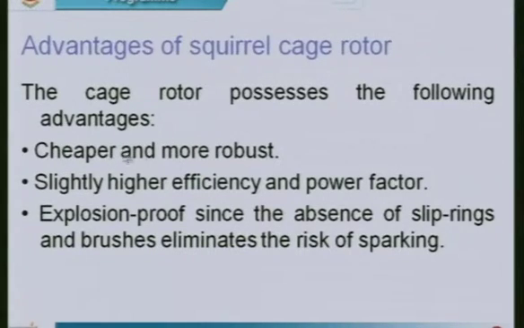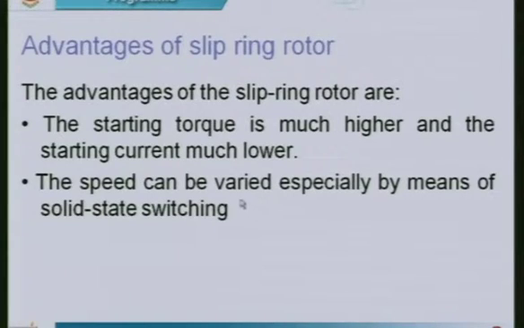Construction is very cheap and it is more robust, with slightly higher efficiency and power factor, because I don't have a slip ring and all. Explosion proof, since absence of slip rings and brushes eliminates risk of sparking. This is a very major advantage of squirrel cage induction motor. And the advantage of slip ring motor, as I told you, is that the starting torque is much higher and the starting current much lower, because it is possible for me to add a resistance into the rotor circuit to improve the starting torque. Speed can be varied, especially by means of solid state switching. That means I can also use power electronic components to control the speed of the induction motor when the rotor is wound rotor.